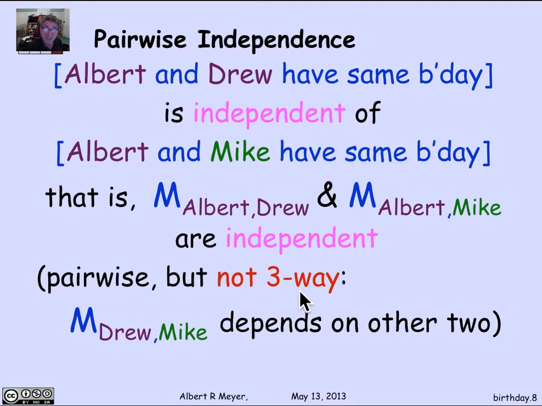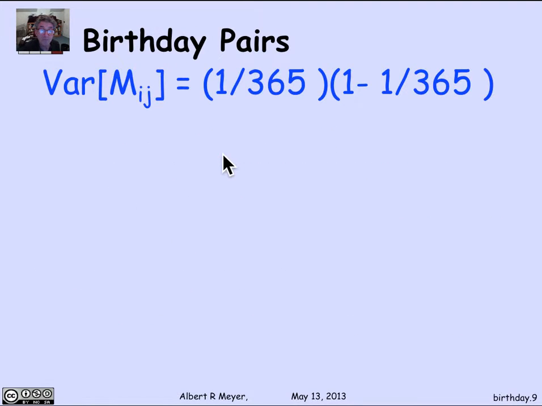But notice that these events of pairwise matching are certainly not three-way independent, because after all, if I know that Albert and Drew have the same birthday and that Albert and Mike have the same birthday, I absolutely know with certainty that Drew and Mike have the same birthday. So this is a very nice basic example where you have pairwise independence, but not three-way independence, assuming that all of these random variables, Albert, Drew, and Mike, are uniform in what birthday they have.